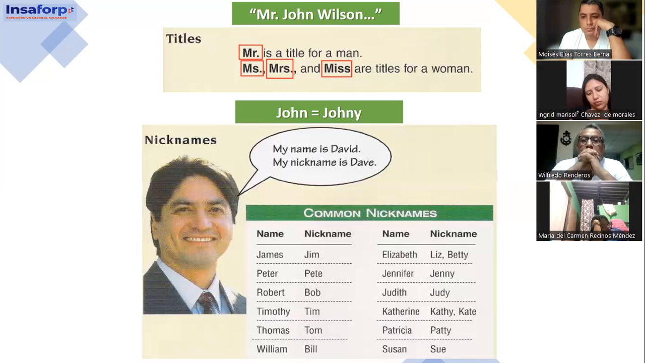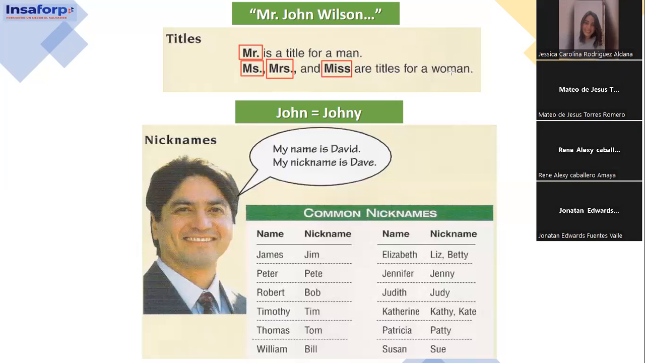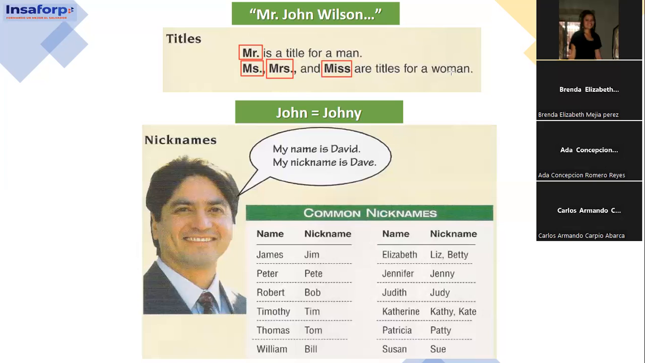Here in the class, for example, I have Marisol. Could be Mari, probably. Wilfredo, Will. Maria, Mari. Francisco, Frank or Paco, right? Enrique could be Quique. Alexi, Mateo. Brenda, Elizabeth is just Elizabeth, right? Okay. Ada Concepción, Conchi. Carlos Armando. In my family I have a cousin called Armando. We call him Mandito. Okay. Very good. So these are nicknames, right? Okay? Good. Let's continue.